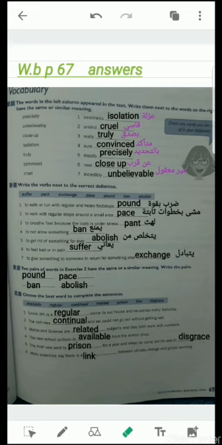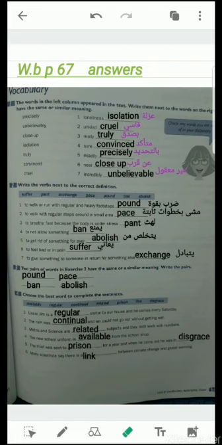Exercise number 1, it talks about vocabulary, the basic meanings found in the text. The words in the left column appeared in the text. Write them next to the words in the right column which have the same or similar meaning.